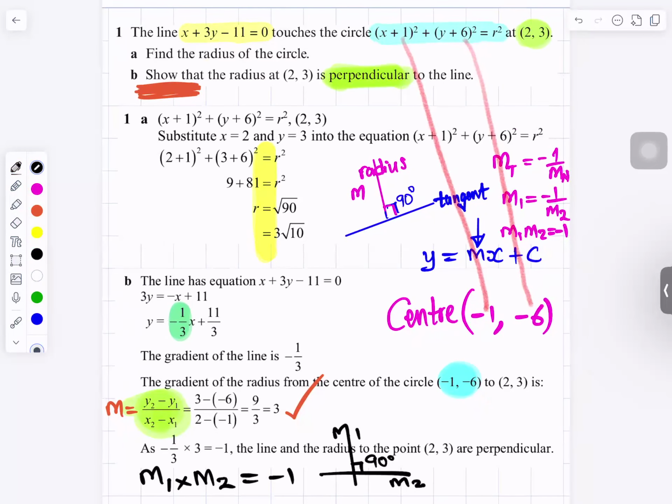So congratulations, you learn those types of questions. This is a typical A-level exam question. You work them in stages and you have to remember all those different formulas.